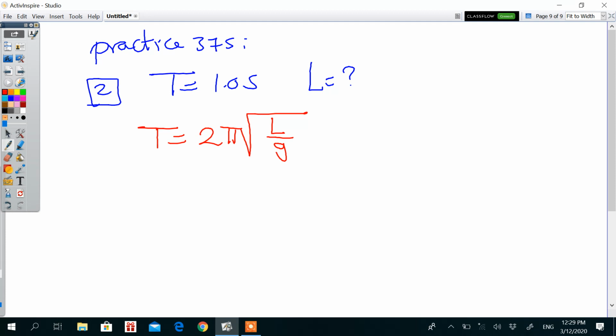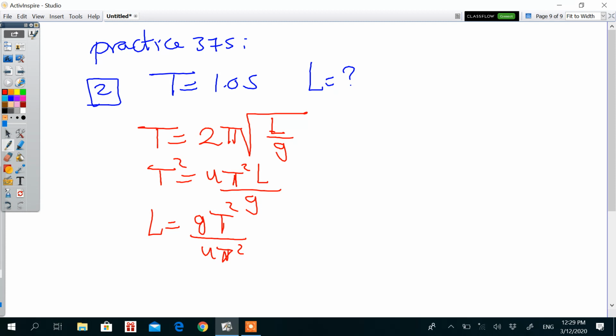You want to solve for L, you have to square both sides. So T square equal 4 pi square L over G. Okay? L equal, as you see, it's G T square over 4 pi square. Now, L equals what? G is 9.8 or 9.81, T, 1 square over 4 pi square.